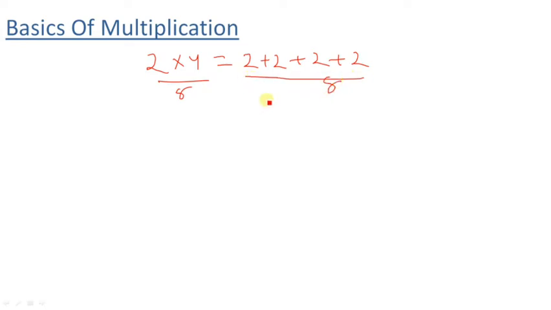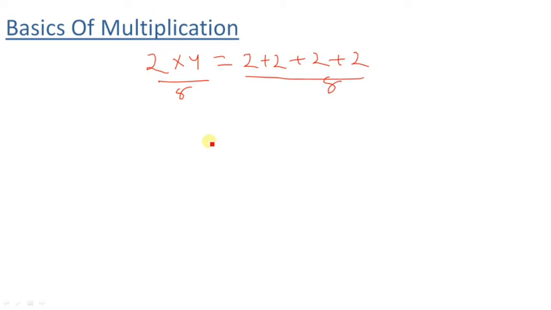Today we'll discuss multiplication of fractions. So let's go. Before going to multiplication, let us remind ourselves of the basics of multiplication we have studied. Suppose I have 2 into 4. 2 into 4 means 2 is multiplied with 4, which means 2 will be added with itself 4 times: 2 plus 2 plus 2 plus 2. 2 into 4 is 8, and the value of this sum is also 8.